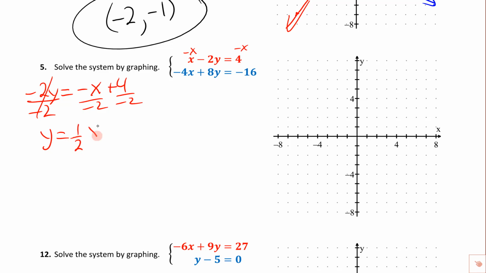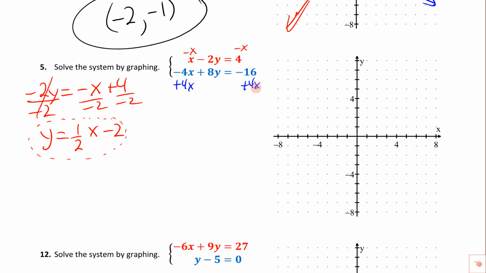We'd have a positive 1 half x. There's our coefficient. There's our slope right there. And this is a negative 2. Again, we'd get points just for getting that far if this were a test question. So we want to make sure everybody knows we know that's the line that we're going to graph for the red one. Let's do this one.